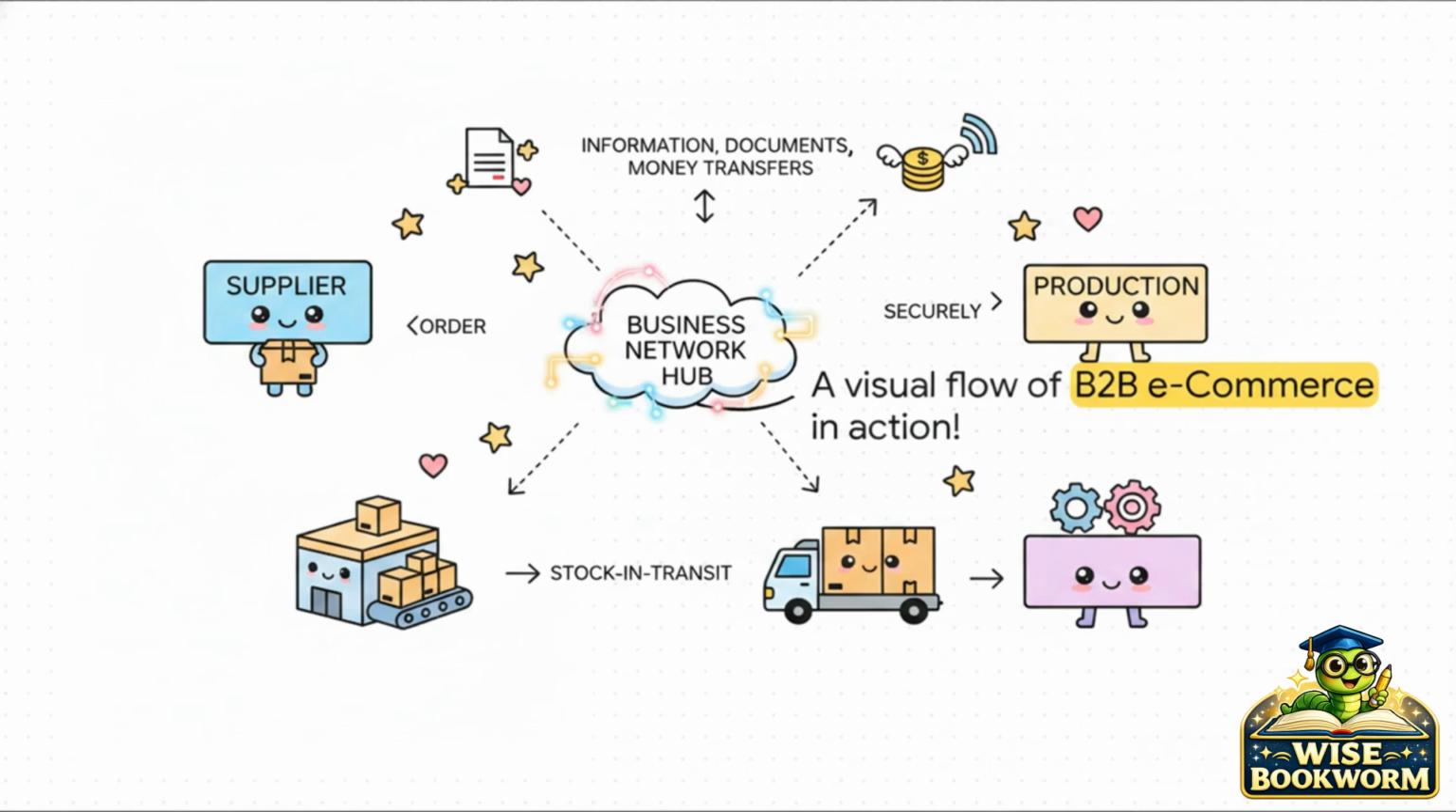You've got this central business network hub seamlessly connecting a firm with its suppliers. Because of this network, the business has total, real-time control over its stock in transit. They know exactly what's sitting on a shelf in the warehouse, what's currently bumping along on a delivery truck, and exactly when they need to reorder. It securely fast-tracks the movement of vital information, documents, and money between totally different corporate entities.